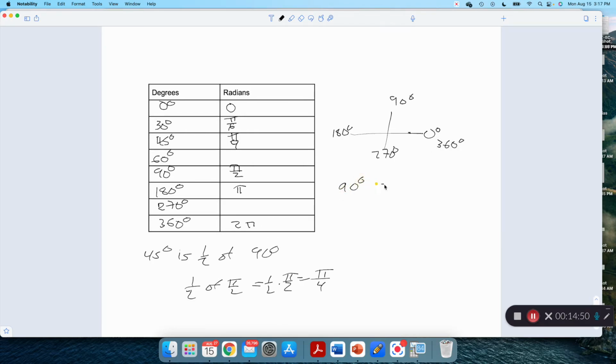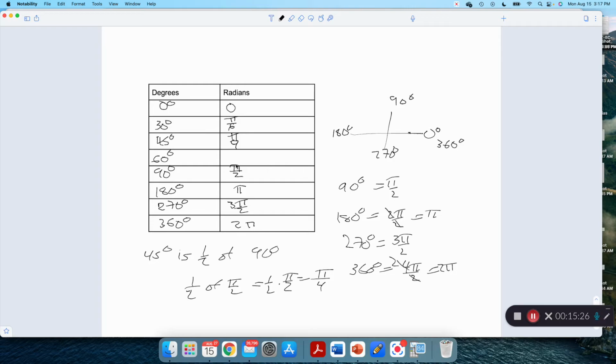So 90 we know is pi over 2. 180 would be twice that, 2 pi over 2. Oh, the 2's cancel. We get pi. 270 would be 3 pi over 2. We can put that in our table. Radians. 360. We could think of that as 4 pi over 2's. Oh, well, look, we get a little canceling there. That's just 2 pi. We already knew that.